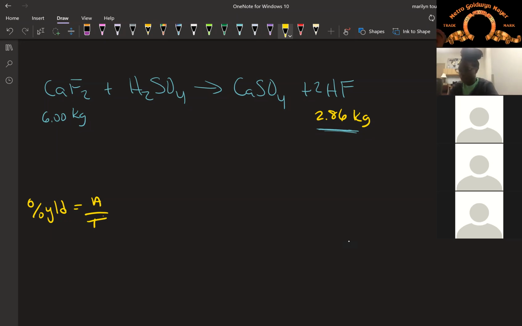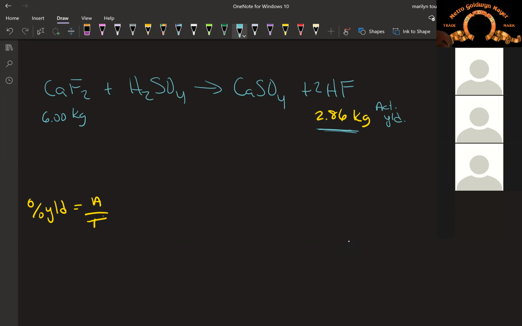Okay, so now let me reread the question of what they want. They want you to calculate the percent yield of HF. You start out with 6 kilograms of CaF2 and you get 2.86 kilograms of HF. So what is the 2.86? Is it the actual or is it the theoretical? Actual. That's right. So this is the actual yield. So what do I need? If they want to know percent yield, what's the thing that I need to figure out? The theoretical yield. That's right.